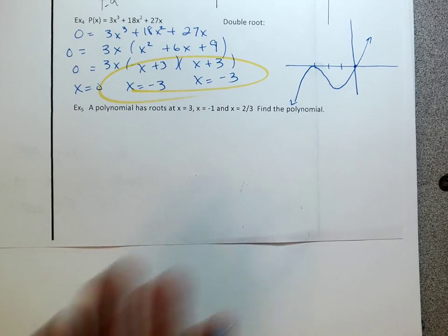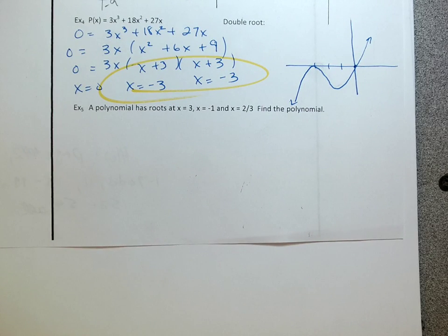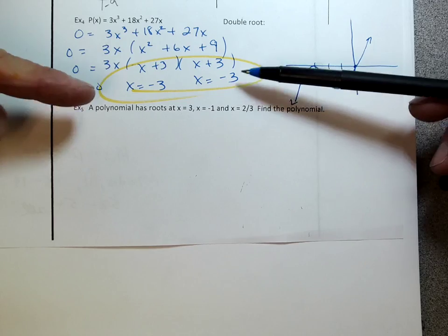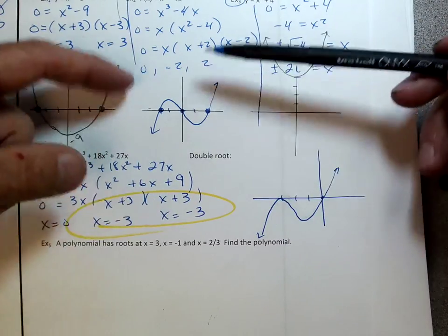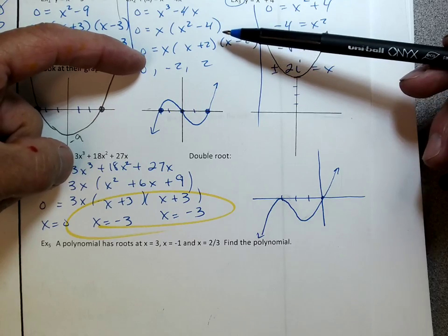All right, example 5. A polynomial has roots of 3, -1, and 2/3. Find this polynomial, okay? So we're doing Jeopardy. What we want to do is take these answers, like we did here, and put them back into factored form.